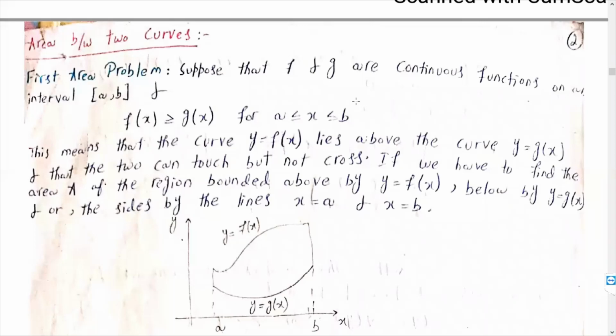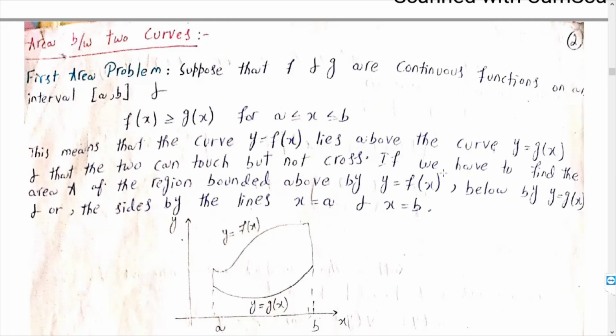So there are two kinds of area problems, the first area problem and the second area problem, as a function can be written as y is equal to f of x, or it can be written as x is equal to f of y. So suppose that f and g are continuous functions on a closed interval a b, and the first function is greater than or equal to the second function on this closed interval. This means that the function y is equal to f of x lies above the curve y is equal to g of x. So f of x is lying above g of x, and the two curves can touch but they cannot cross.